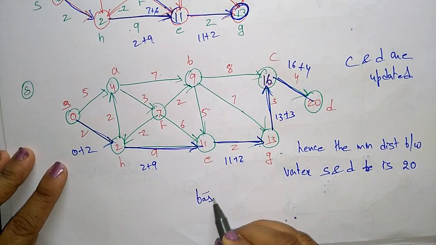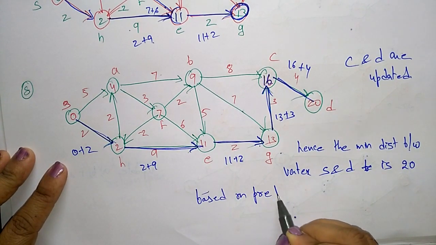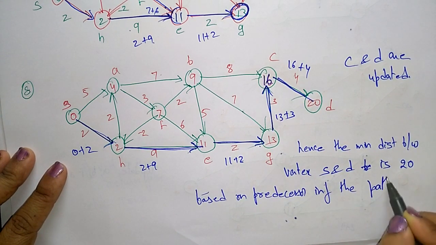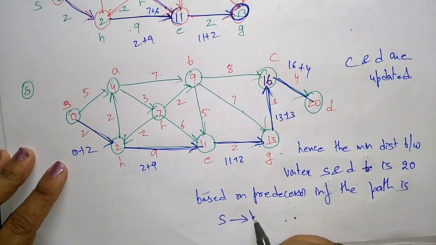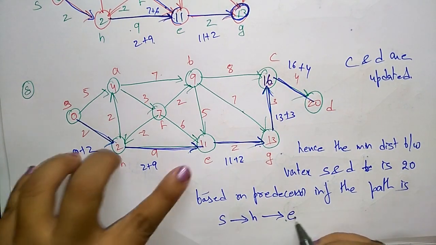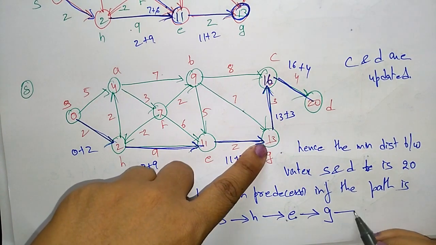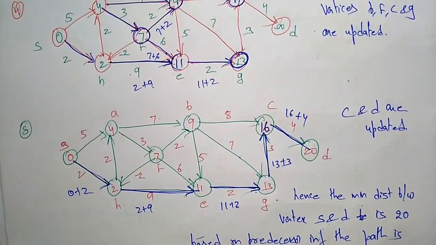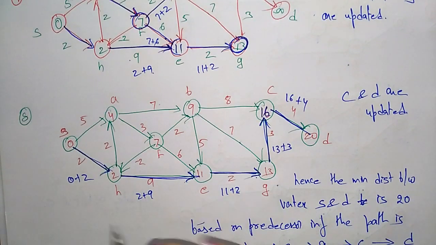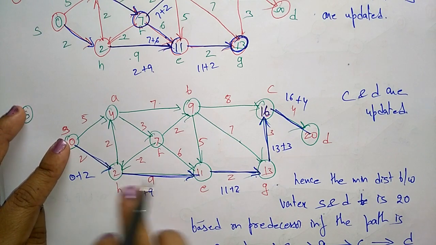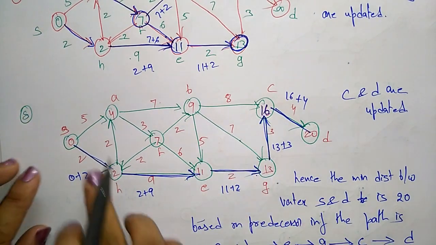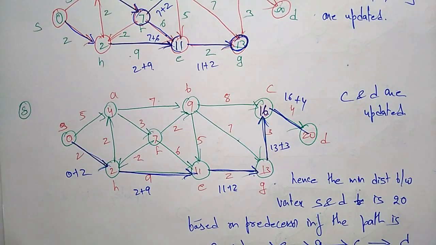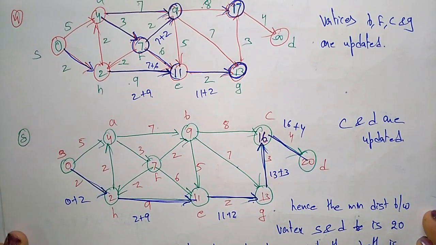So based on the predecessor information, the path is S to H, H to E, E to G, G to C, and C to D. So this is the path. It may be a little bit confusing, but finally we have to choose the route which has the shortest distance. That should be a single shortest path. The single source shortest path we have to find out. That is the Bellman-Ford algorithm. Thank you.